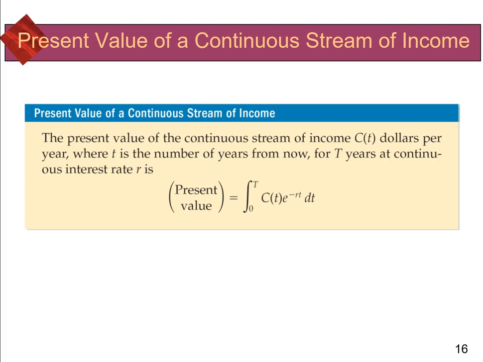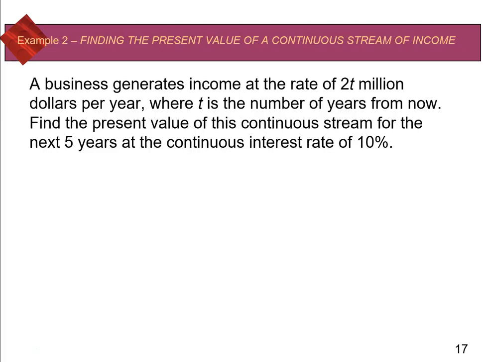So as an example, a business generates income at the rate of 2t million dollars per year, where t is the number of years from now. Find the present value of this continuous stream for the next 5 years at the continuous interest rate of 10%. So basically, you're going to have not only income coming from the business itself, but also income coming from the interest that the previous money you've put away is earning.